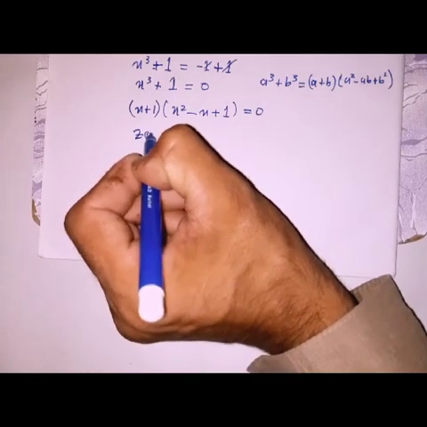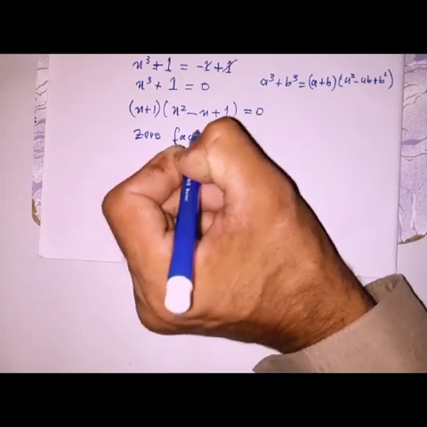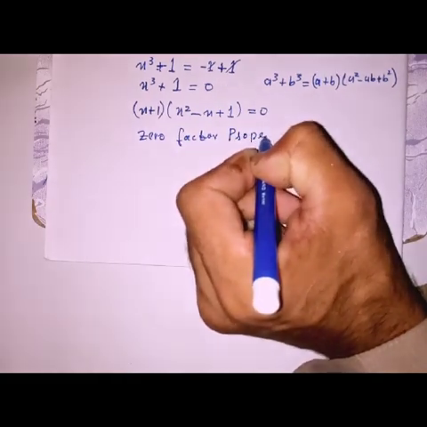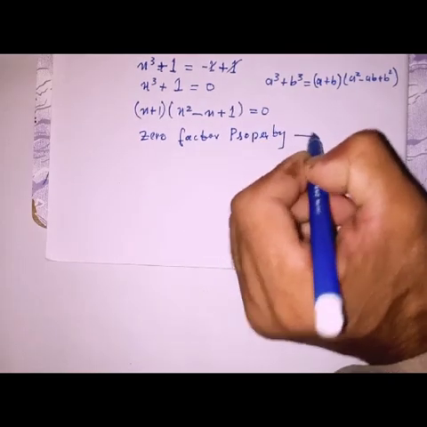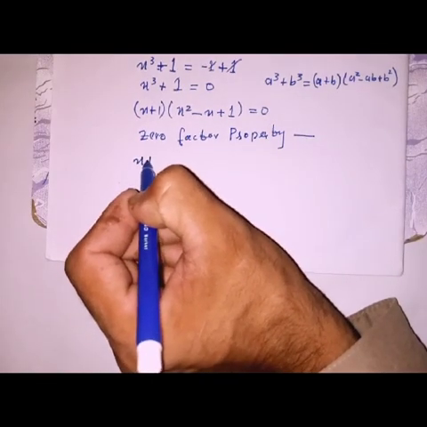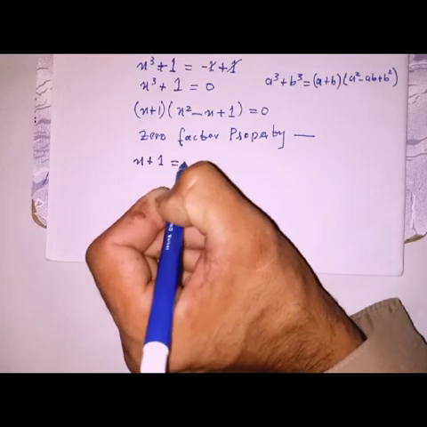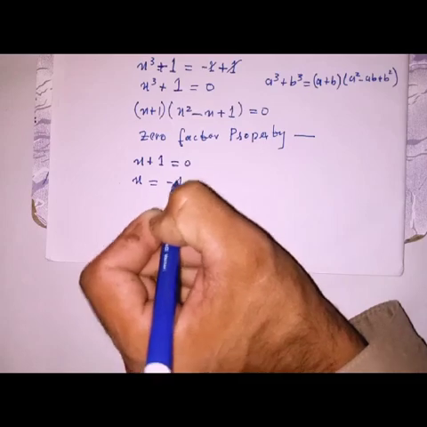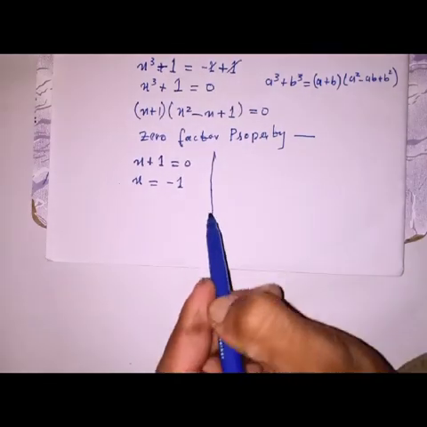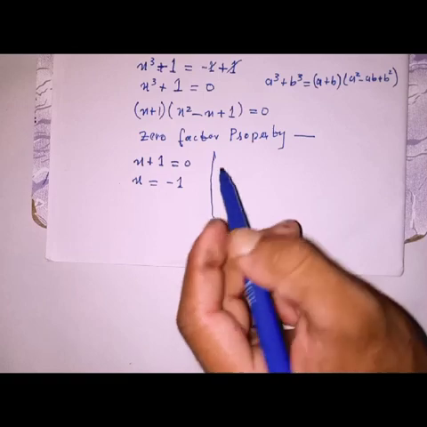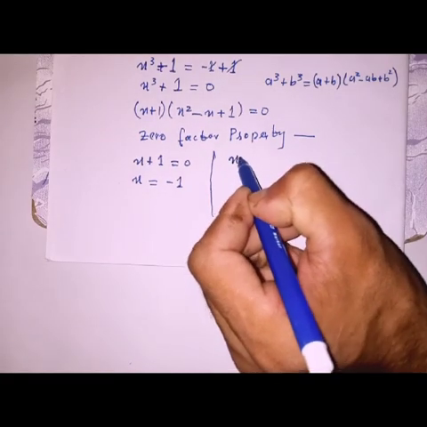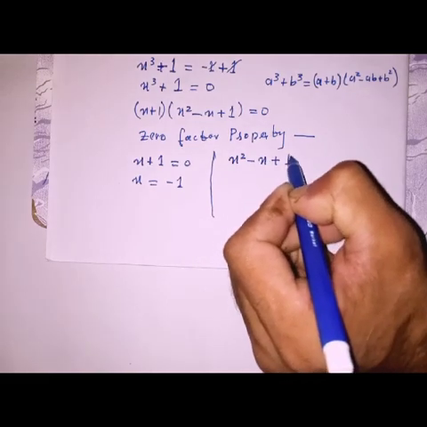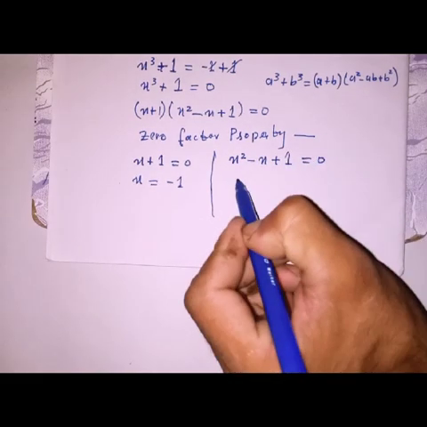Now using the zero factor property, which we already discussed in the previous lecture, so you can watch the previous video if you don't know about the zero factor property, because I already discussed it. So we have x plus 1 is equal to 0. Now if we subtract 1 from both sides, we get x is equal to -1, and x square minus x plus 1 is equal to 0.